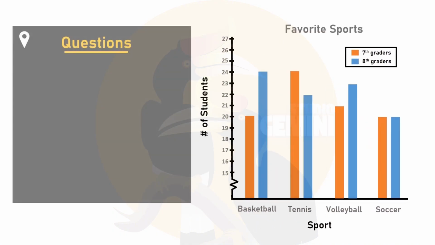Now, let's answer some questions. In Dan's school, did more 7th or 8th graders say tennis was their favorite? Looking at the bars above tennis, we see that the orange bar is higher than the blue bar. So we know that more 7th graders than 8th graders said tennis was their favorite.